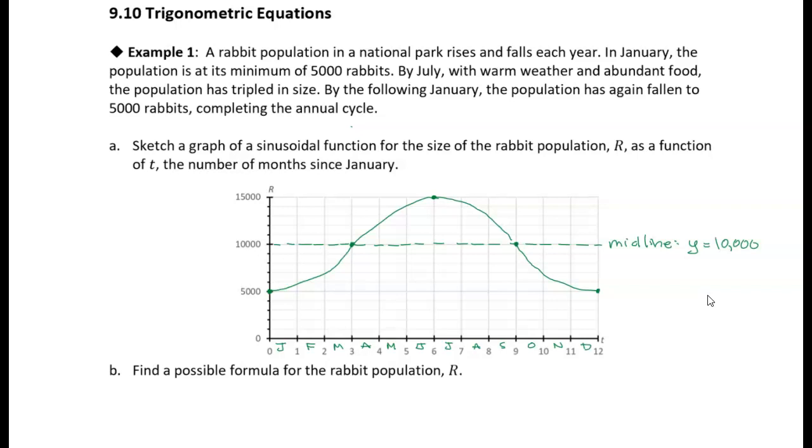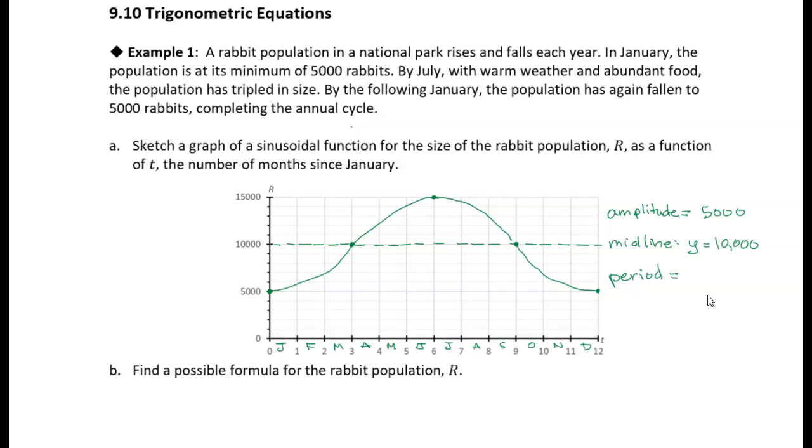Let's also write down here what the amplitude is. So the amplitude is the distance from the midline to the maximum or minimum. So from 10,000 to 15,000, that gives us an amplitude of 5,000. Okay. And because I can see it says down here, find a possible formula for the rabbit population, it would probably also be helpful to have the period. We know the period of the function is 12, so 12 months, right?